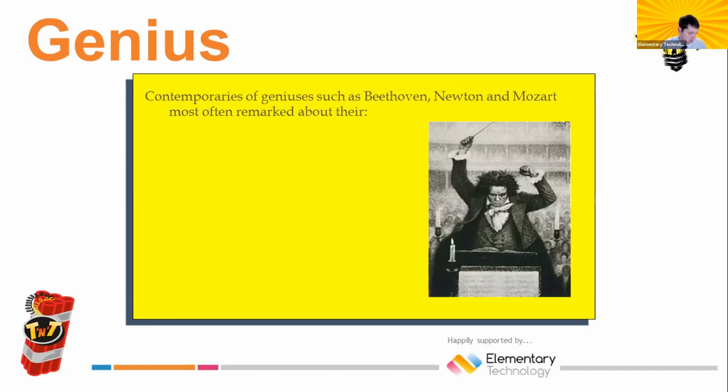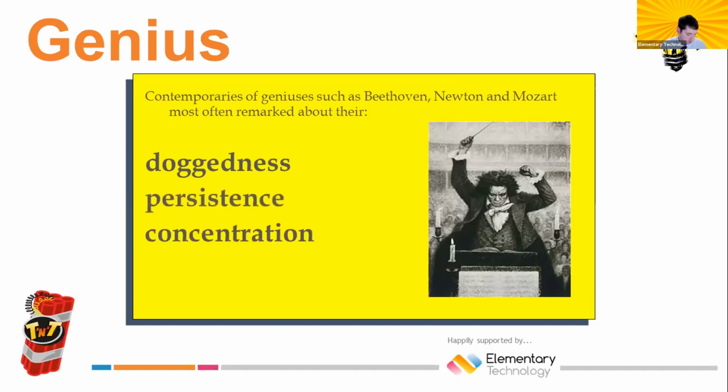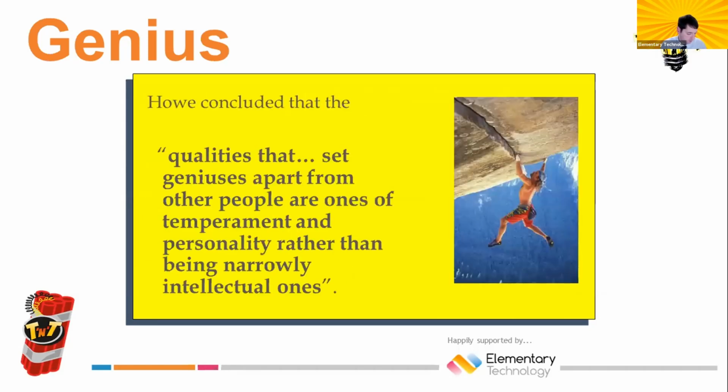What were other composers saying about Beethoven or Mozart? What were other scientists saying about Newton? And they found the same phrases came up time and time again, which were doggedness, persistence, which is pretty much the same thing, concentration, and intense curiosity. So the conclusion of this whole thing was that the qualities that set geniuses apart from other people are ones of temperament and personality, rather than narrowly intellectual ones.